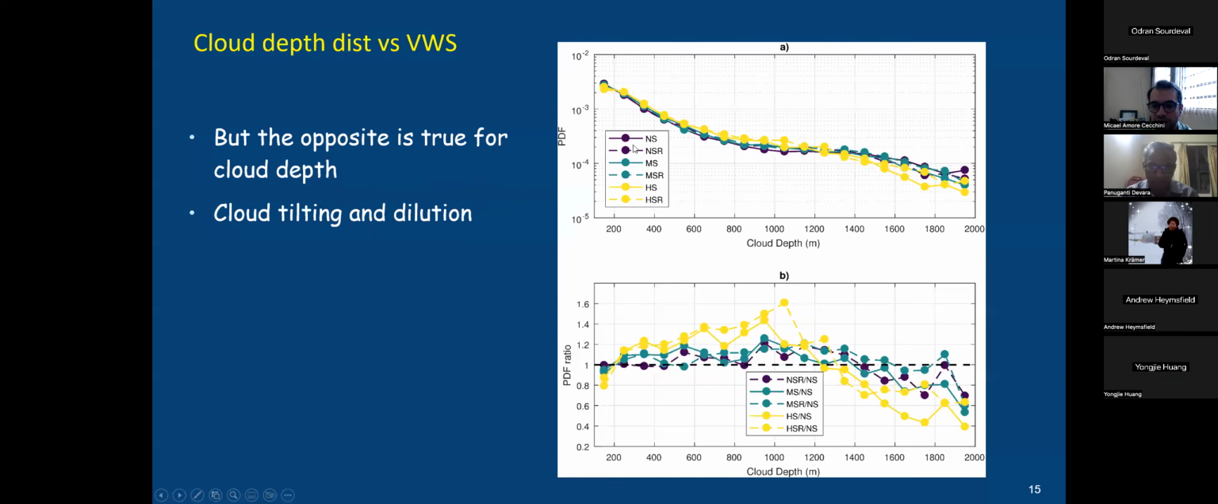And in terms of cloud depth, it is the opposite. So on the top here is the probability density function for cloud depth, and on the bottom is the ratio between those curves. So it's the same thing. So basically, clouds that are shallower than 1 kilometer are more frequent in the high shear case than the no shear case. That's basically the message here. And this is due to both cloud tilting and dilution. So if the cloud is tilted, it will be shallower by geometry, but also by dilution, having weaker updrafts.